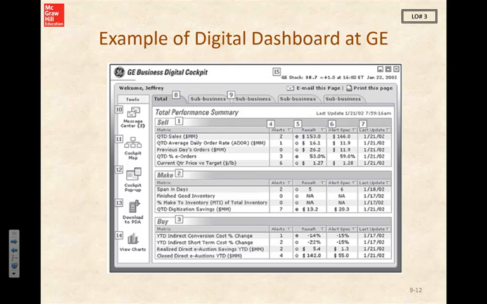So here's just an example of a digital dashboard, and it looks like this is Jeffrey's digital dashboard. Taking a peek at the things that he's monitoring on a daily basis, it's likely that his feet are held to the fire over managing, converting inventory to finished goods available for sale.